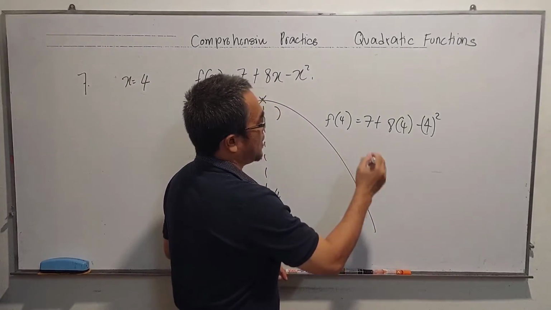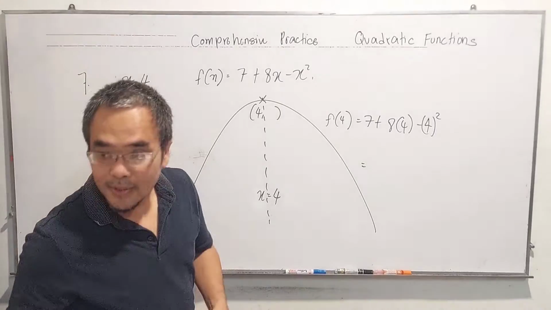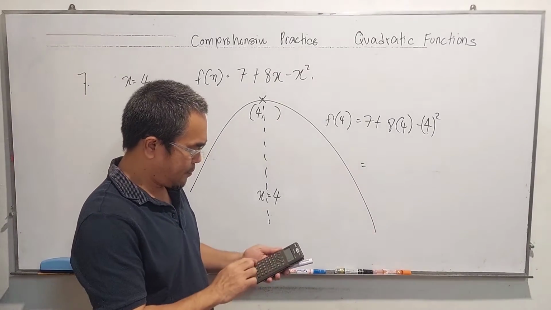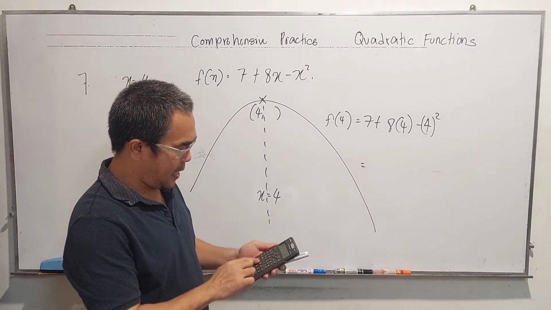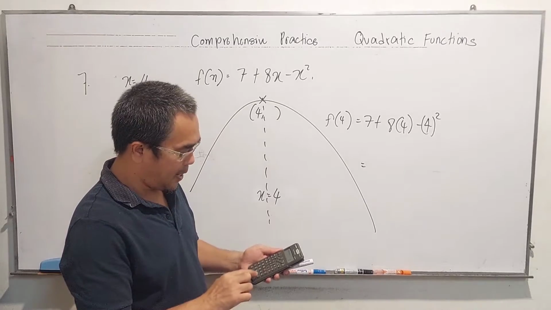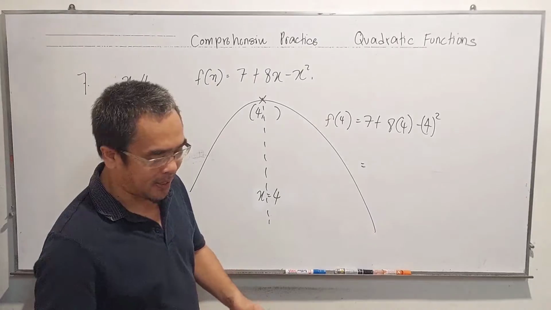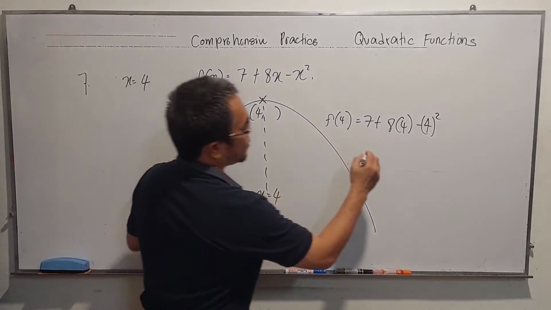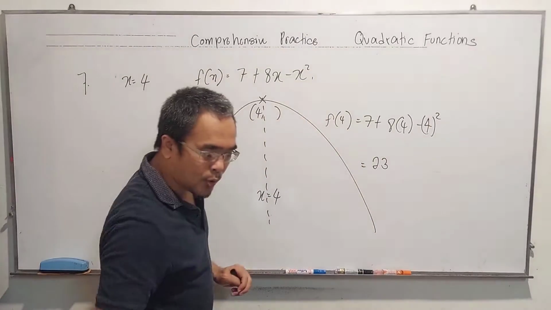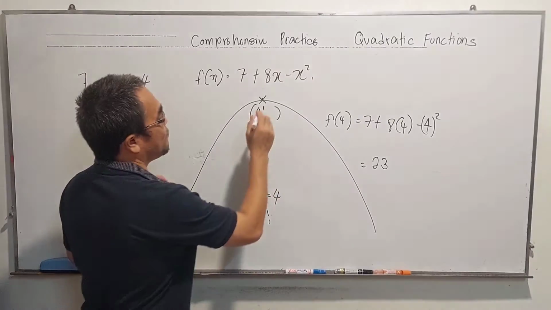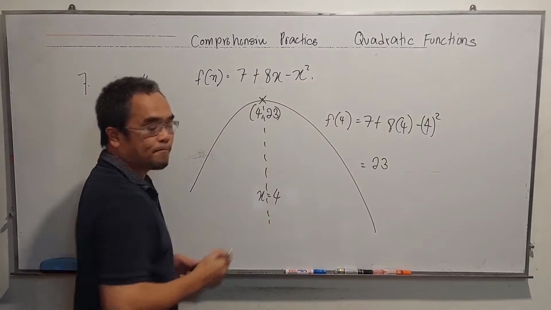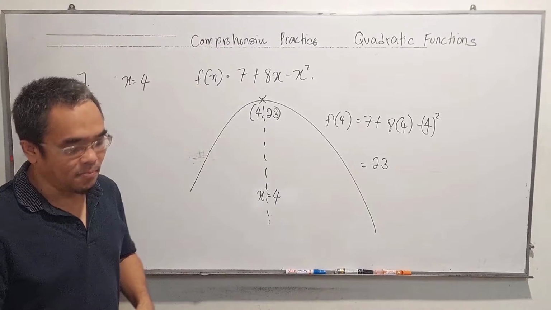So what is the value? 7 plus 8 times 4 minus bracket 4 squared. Make sure it's in brackets. It is 23. So the coordinates will be (4, 23). Okay, is there any problem on this?